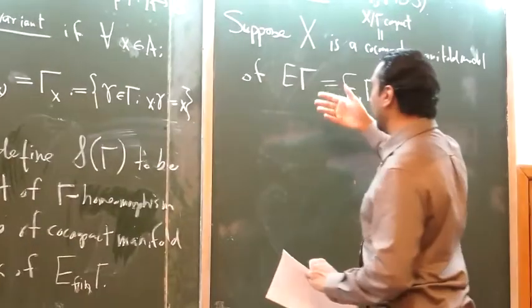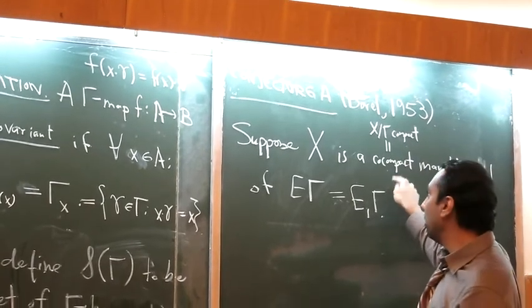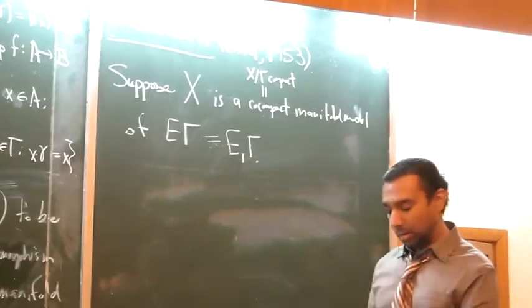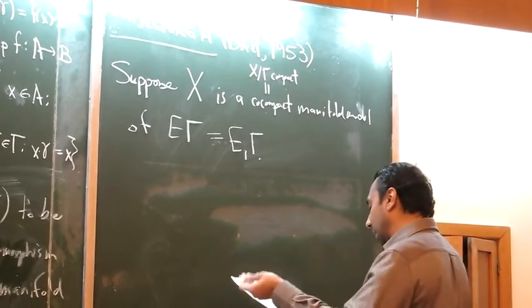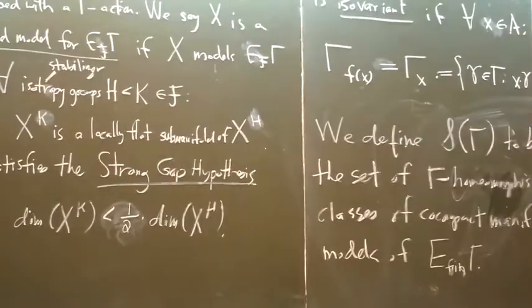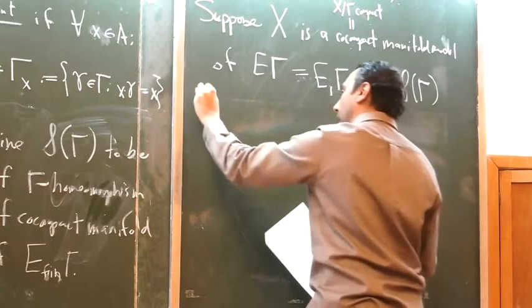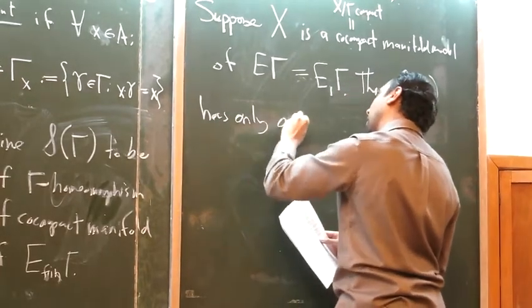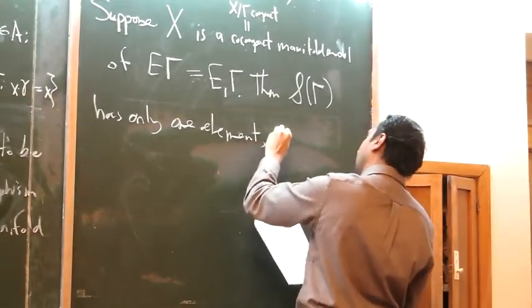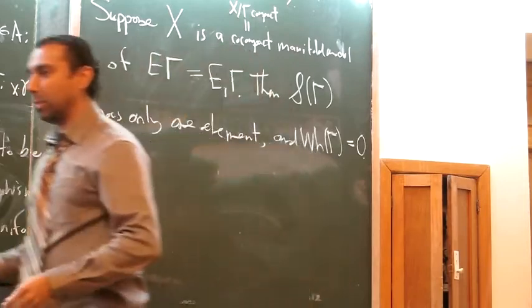So Borel's original conjecture, you look at X mod gamma. This is a compact manifold, and that will be a model for B gamma. And Borel says there's only one model up to homeomorphism. So in this language, I'm just trying to express it in terms of this set, then this structure set, S of gamma, has only one element. And the Whitehead group of gamma is some technical thing.